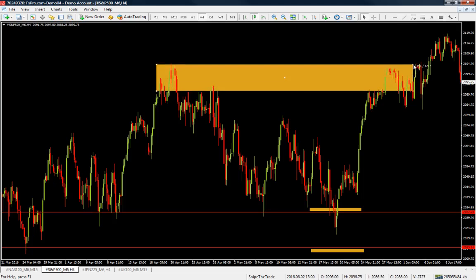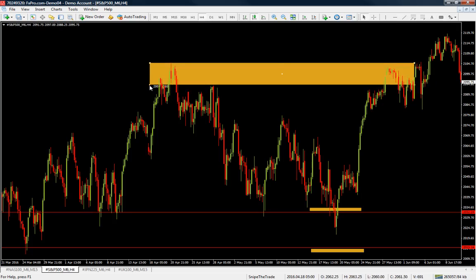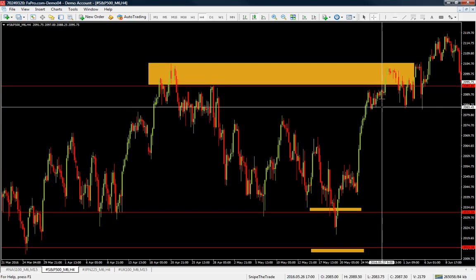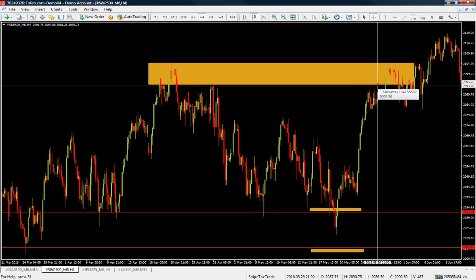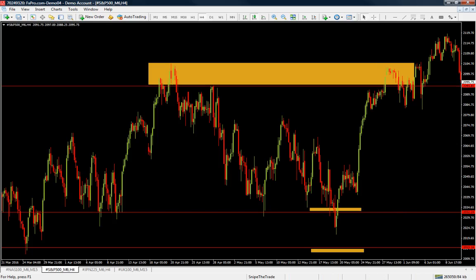Now, remember, these are areas. But because these are areas, we are going to be targeting them on the low side. This means that our targets are going to be all the way up here, and we are going to be targeting actually around 61 points. So we are looking at a 1 to 3 risk to reward ratio.